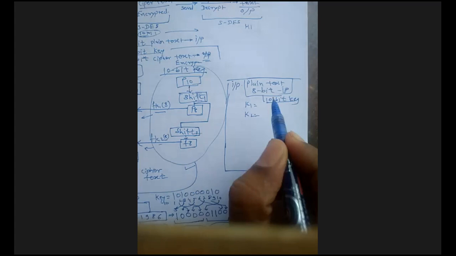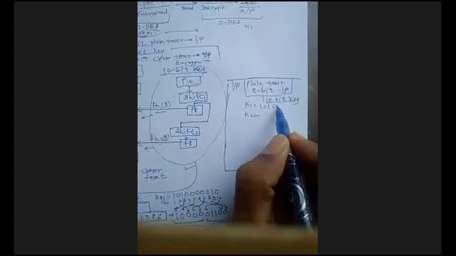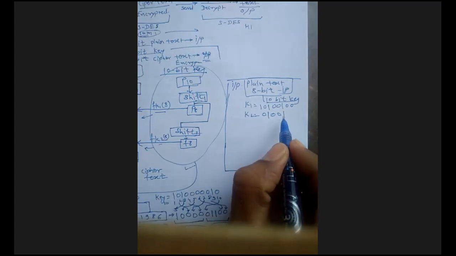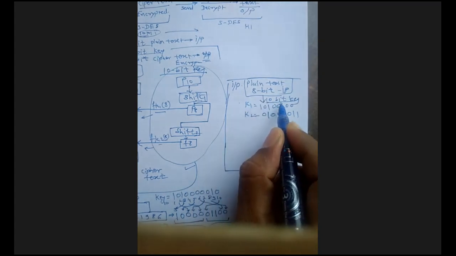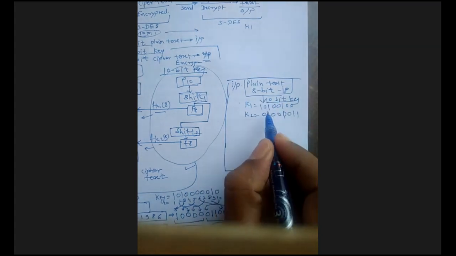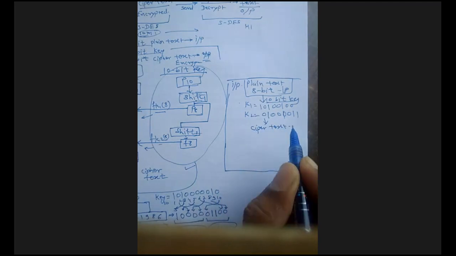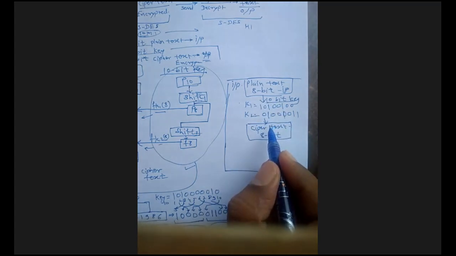The key that you have got, that is my first key, 10010 0, and key 2 I have just got 01001 00 then again 2 0 1 1. So these are the two keys I have got from the 10-bit key. Now once I apply these two keys, I get again ciphertext of 8-bit. That means I will get the 8-bit ciphertext when I apply this 10-bit key.